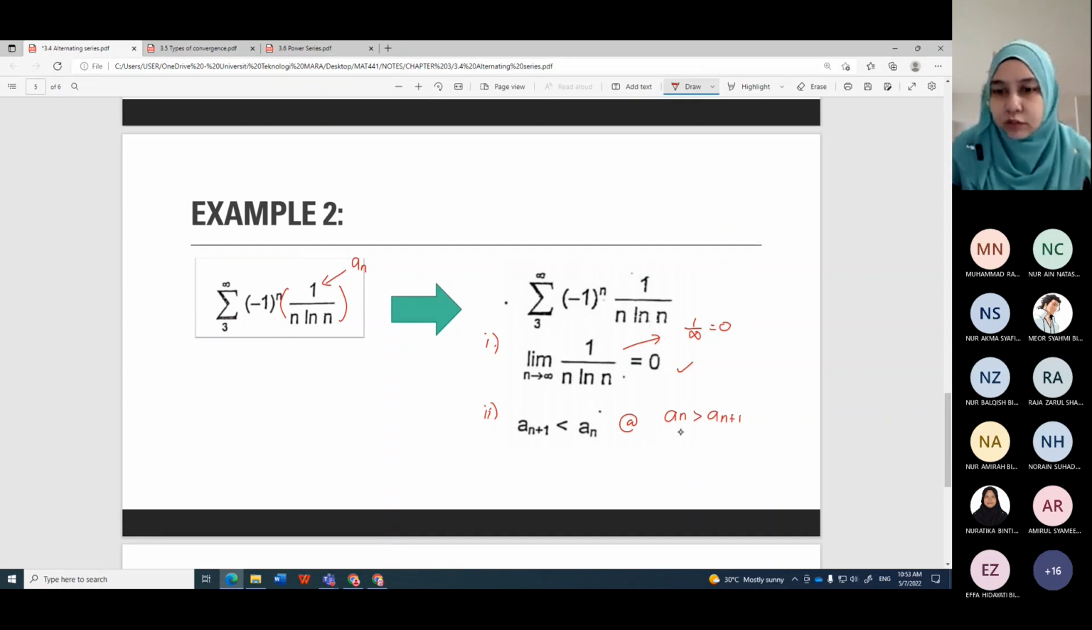Okay, so kat sini you boleh salin balik lah. A sub n is 1 over n ln n, which is greater than A sub n plus 1, 1 over n plus 1 times ln n plus 1.